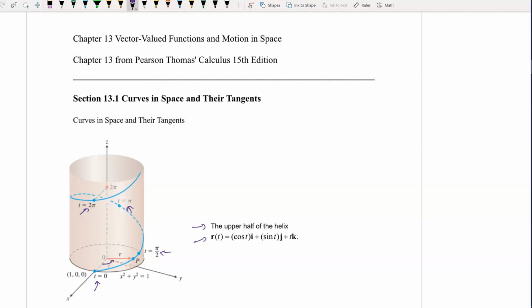So this is increasing from 0, at this point we have p, increasing this way. So it moves like this and continues like this. That's why we call it a helix. And the base of this is a circle, x squared plus y squared equals 1, so the center is 0, 0 and the radius is 1.